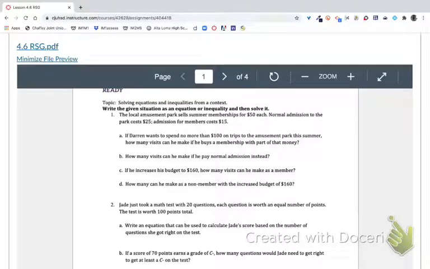All right, let's go ahead and go through lesson 4.6, Ready, Set, Go. For the ready portion, we're trying to set up inequalities and then solve for certain parts of it.